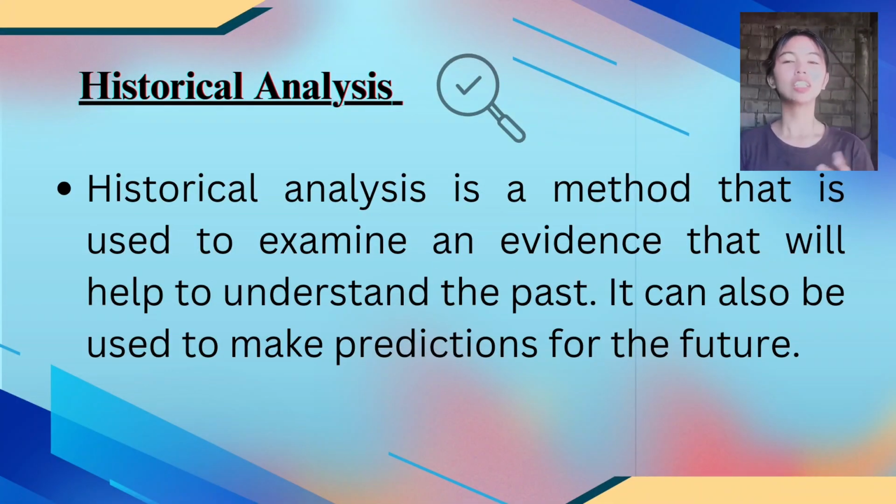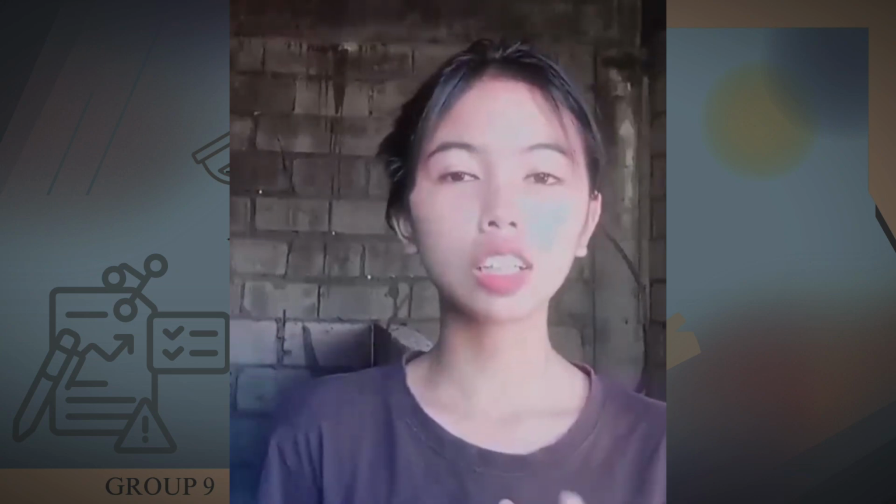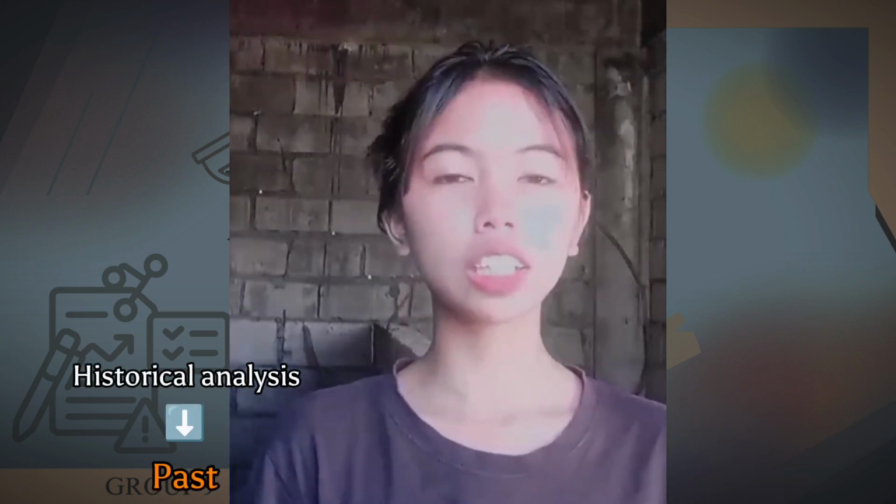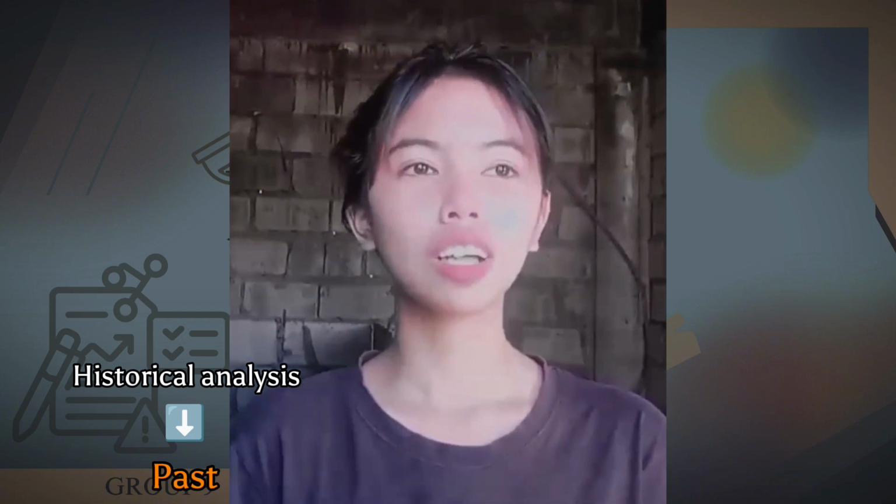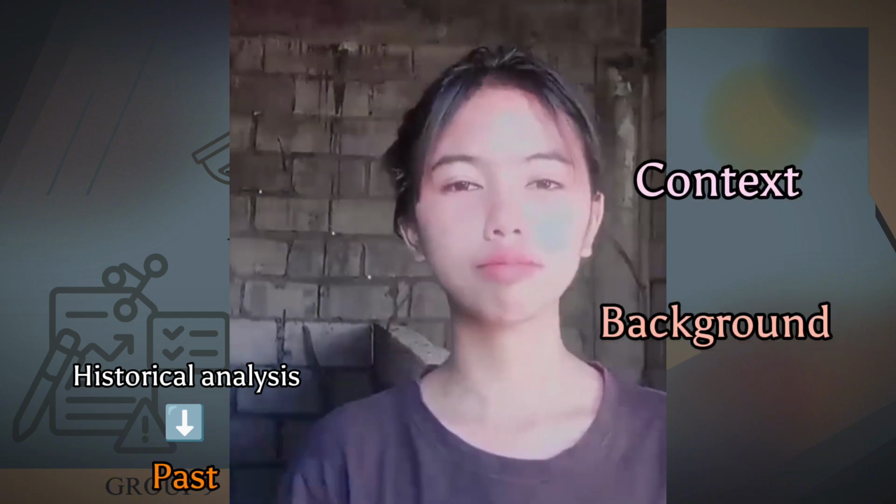Now let's have the actual definition of historical analysis. Historical analysis is a method that is used to examine evidence that will help us understand the past, and it can also be used to make predictions for the future. So, the keyword for historical analysis is the past, and it can give context and background.